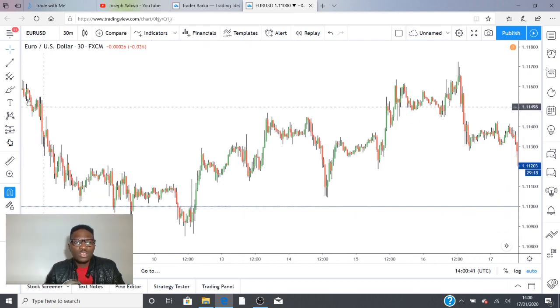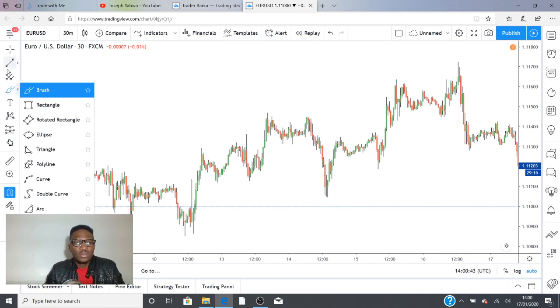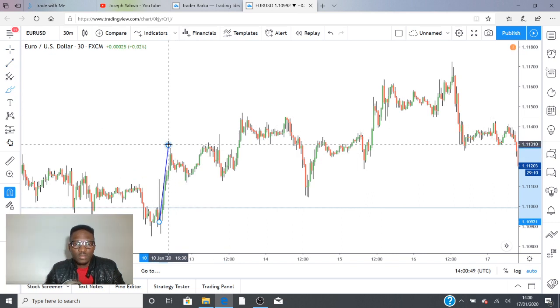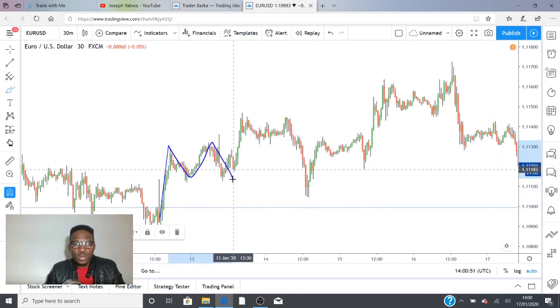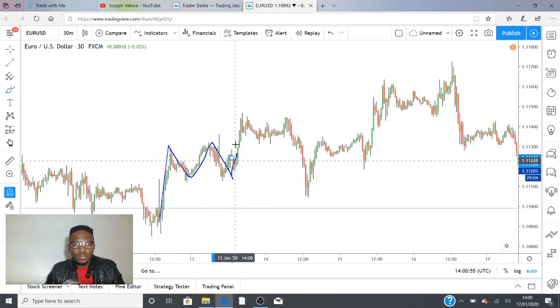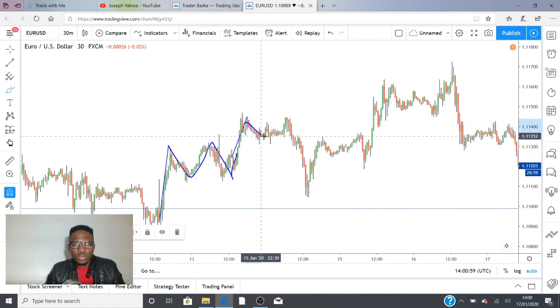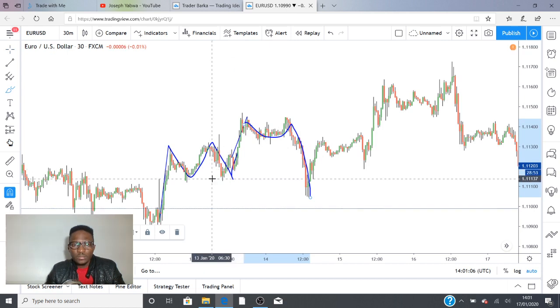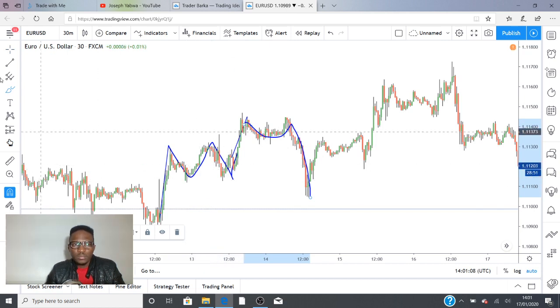So let's try and do some simple structure reading, right? We take this impulse leg here, and we get a correction here, a 1 2 3 correction, and we got another impulse leg here. We got a correction here, but the market eventually breaks to the downside. Look left, what does the market do here? It broke structure, right?